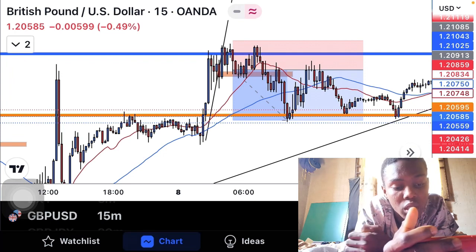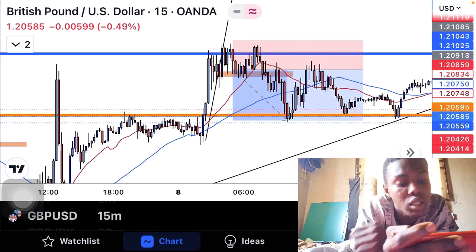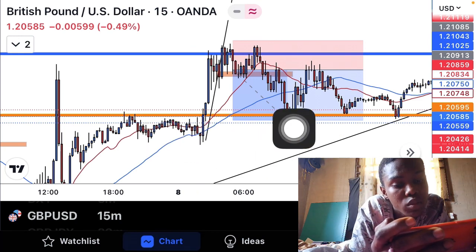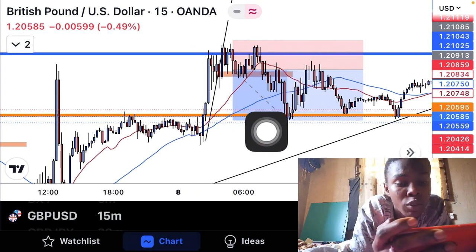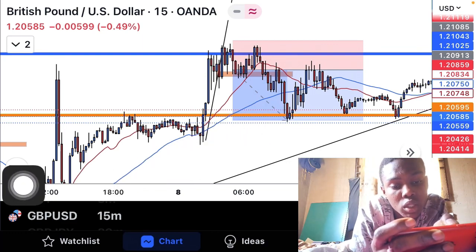I was so confident and I held my positions. Initially I was targeting this previous low, but unfortunately price pulled back from here. By then I had already taken partial profit, and it is what it is.